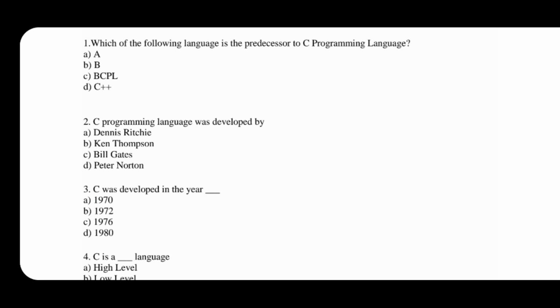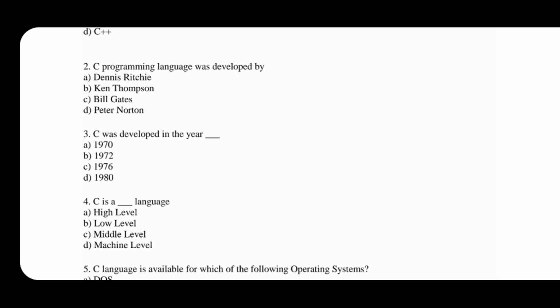Now here the first question is: which of the following languages is the predecessor to the C programming language? If you read some theoretical concepts related to C language from any book, in the earliest chapter, you will know the predecessor of programming language C is BCPL. Option number C.